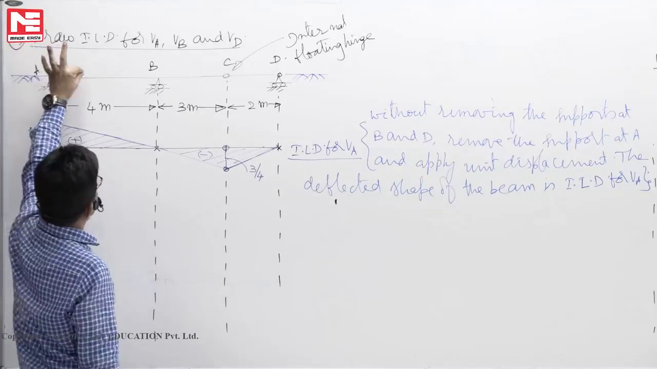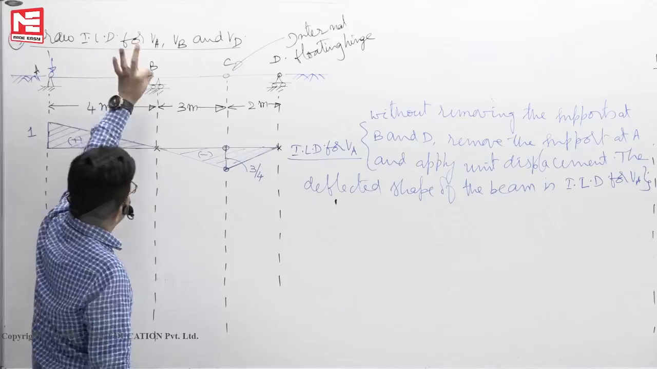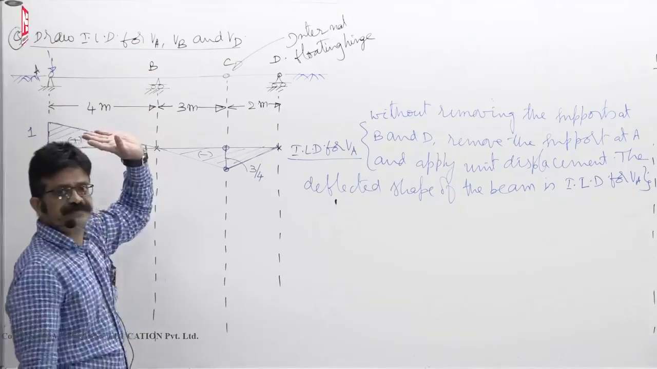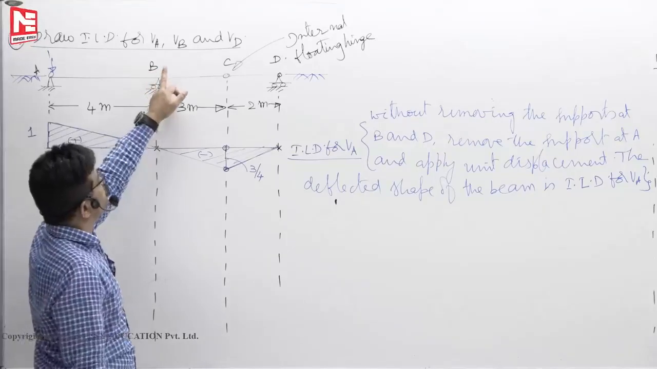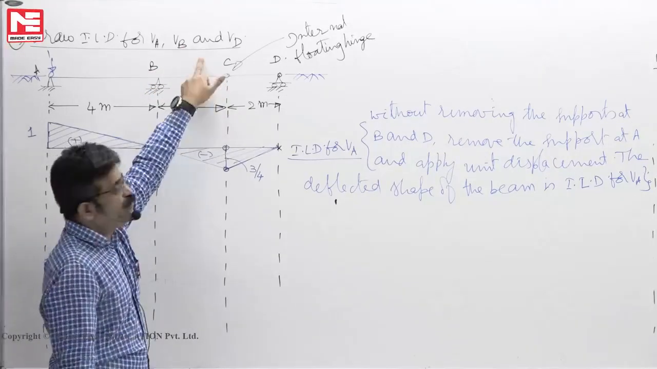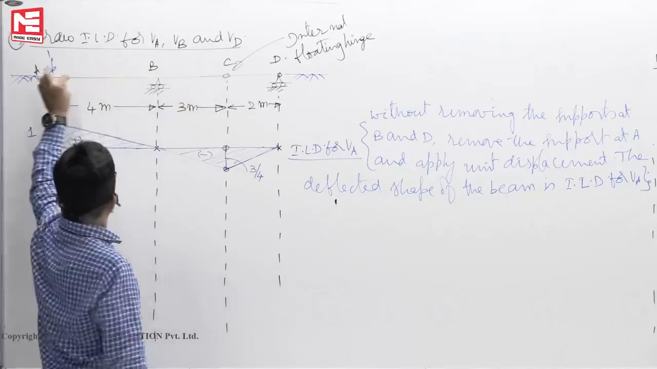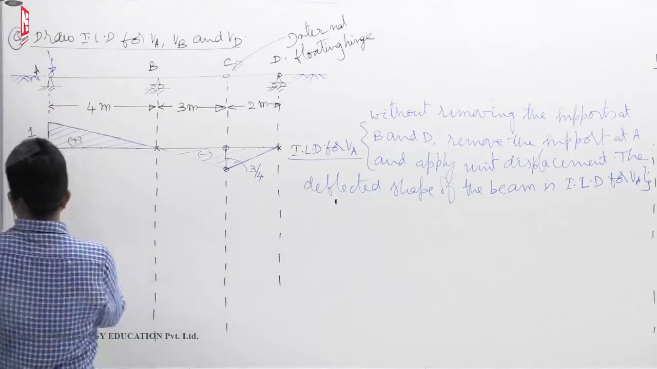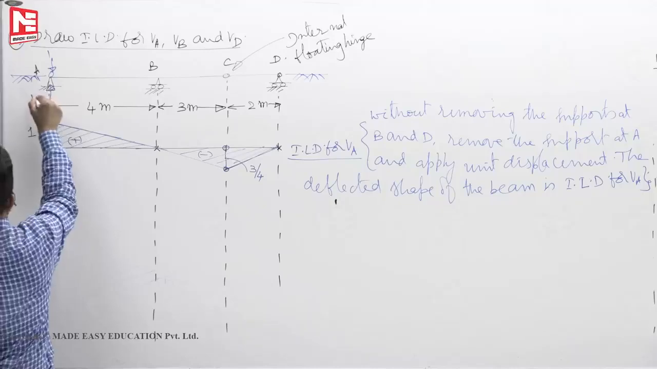As the load is moving from A to B, its influence on VA gradually reduces to 0. When the load moves further to the right side, the influence of unit load on VA is negative. That means opposite to the direction of VA. Initially you have taken VA upward.